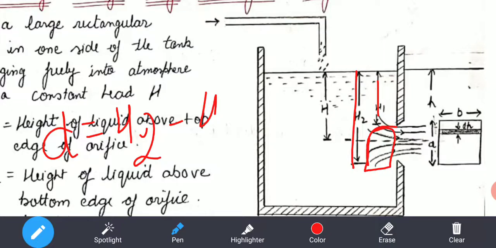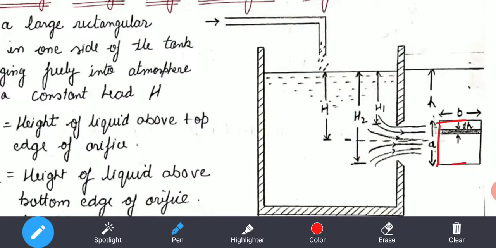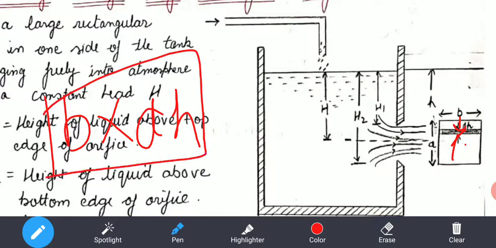Now we consider a horizontal strip, a small element, whose width is b, and the depth of this strip is dh. How can we calculate the area of this strip? Area becomes width into dh, that is b into dh. The theoretical velocity of water through this strip, as we have already determined many times, is under root 2gh.